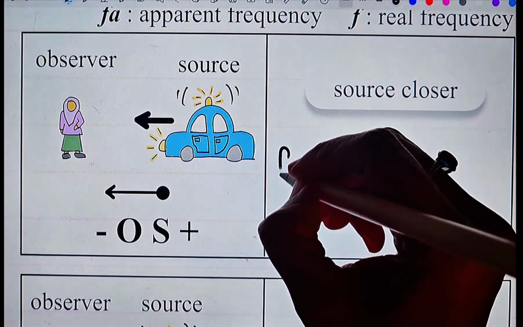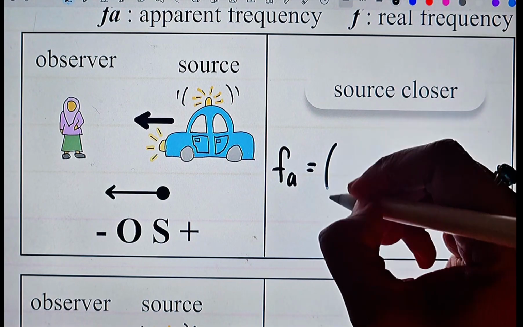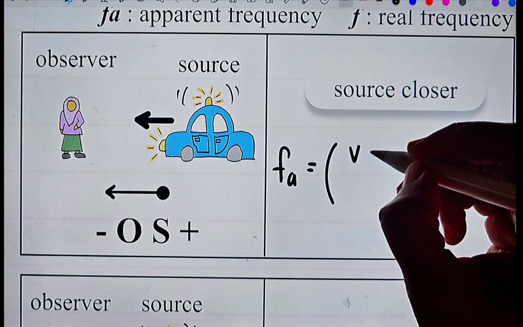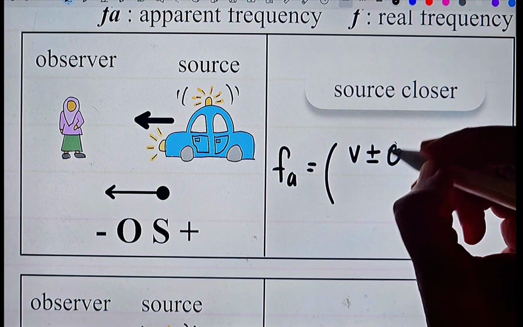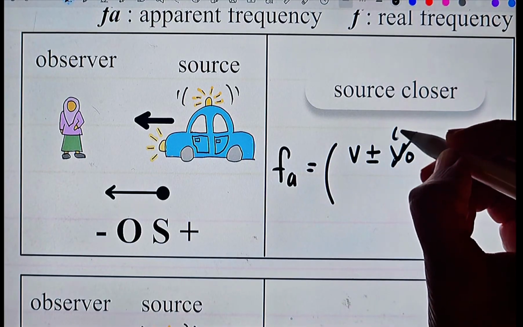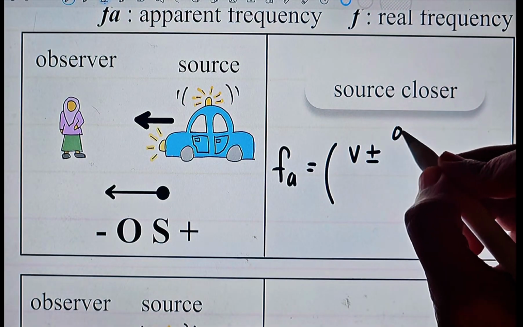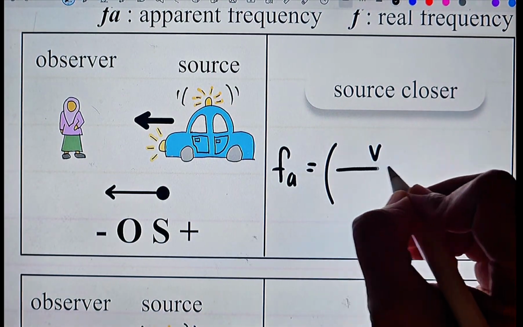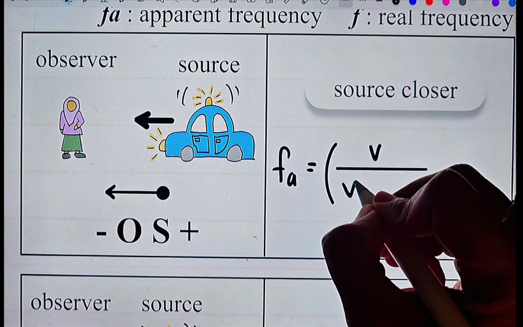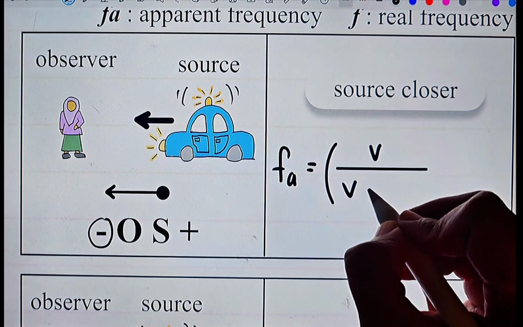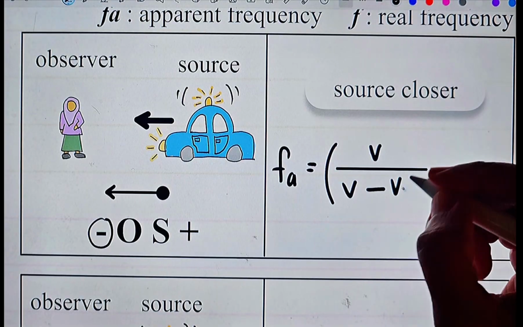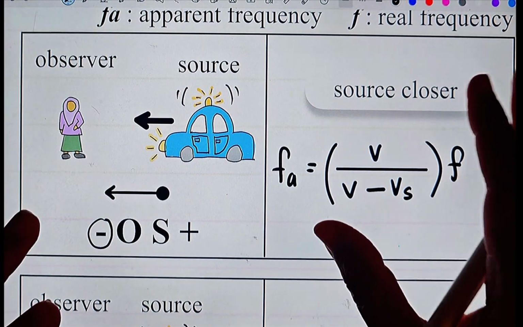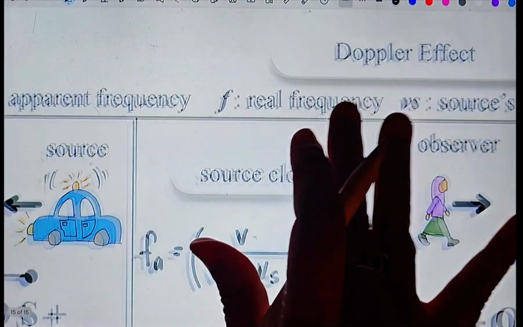So for the apparent frequency, Fa equals, the one that is not moving is the observer. So basically, it's supposed to be plus or minus VO. But because VO is 0, I'm just going to erase this one, and we don't have to write down anything for the VO. We just leave the V like that. So V over V, this one we got negative, so I'm going to put negative speed of the source, times the actual frequency. So this is our equation for this situation.